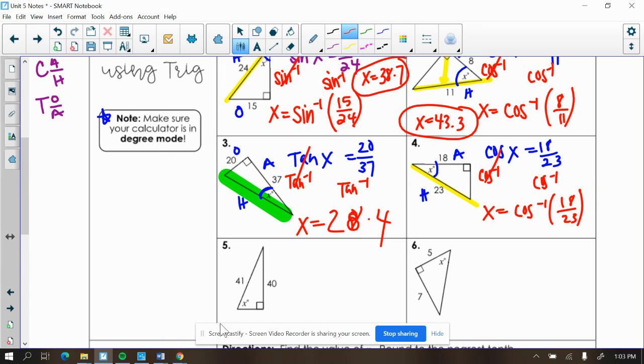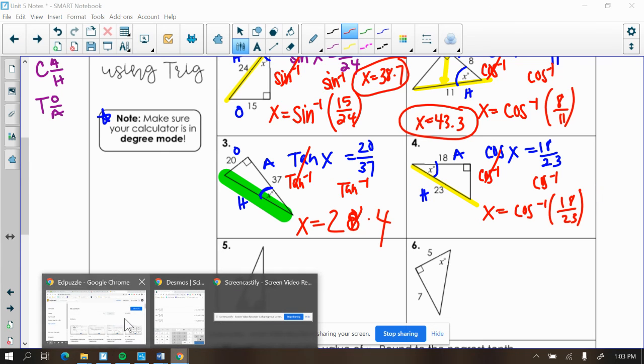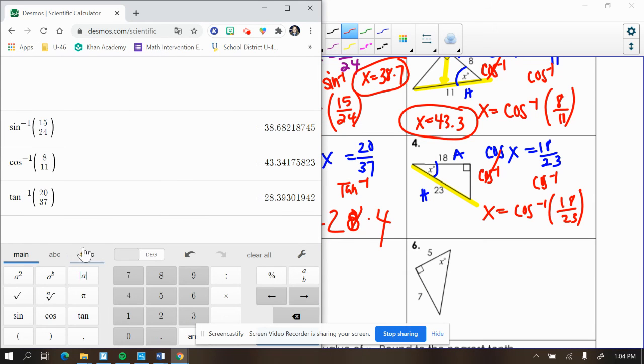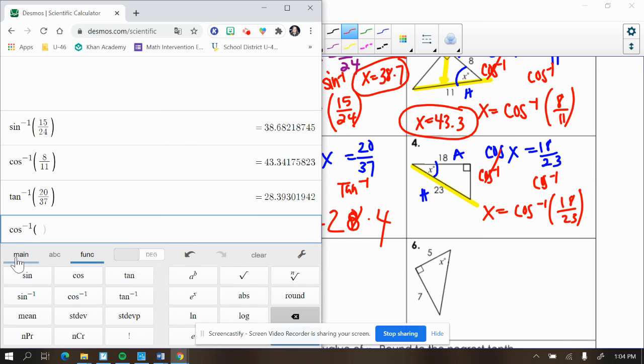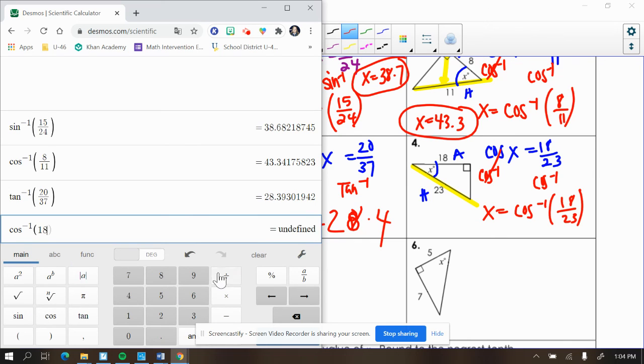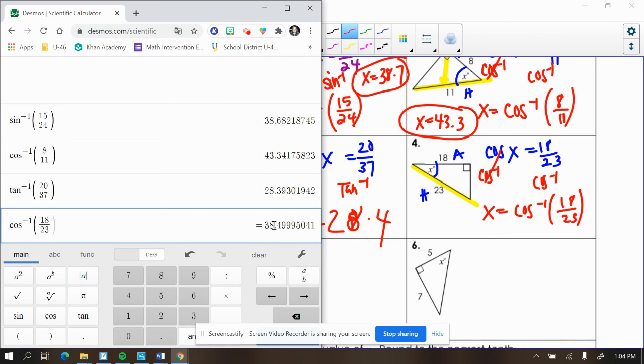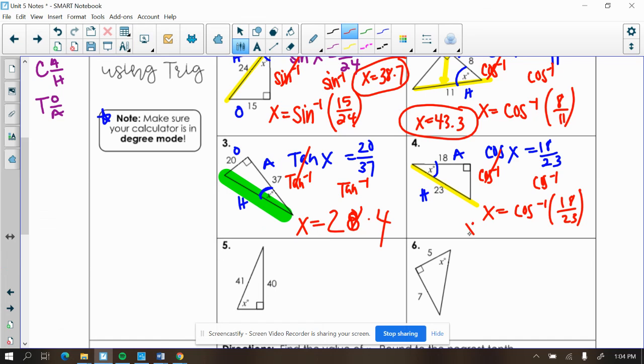So let's plug that in the calculator. Inverse cosine of 18 divided by 23. And I get 38.49. So I want to round that up. So it's going to be 38.5 for that angle.